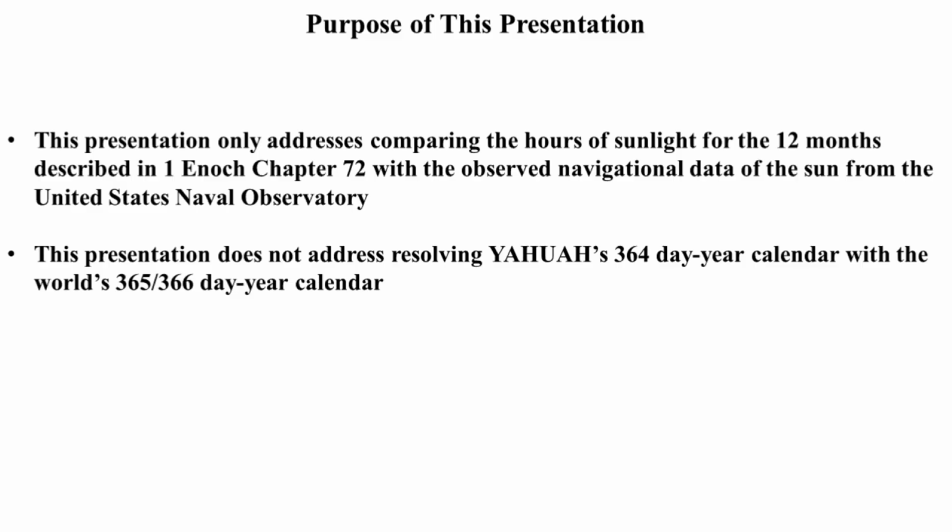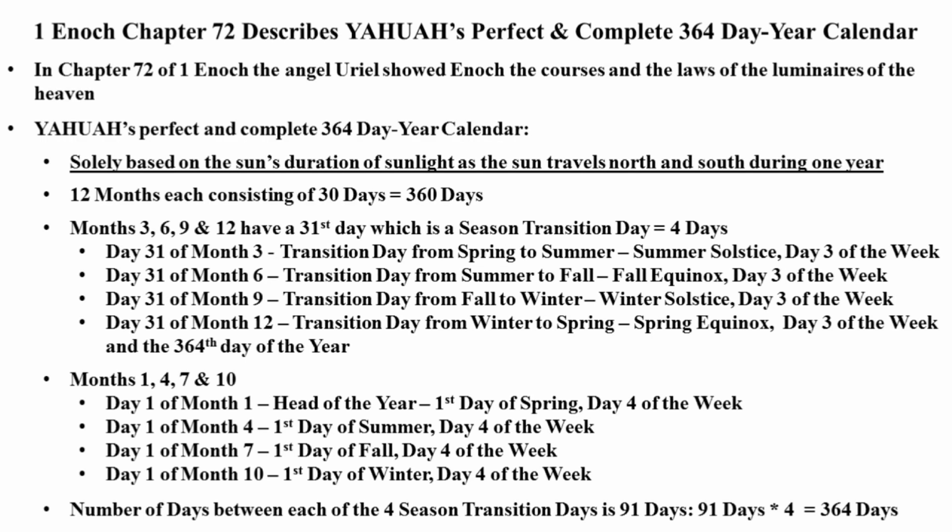This presentation does not address resolving Yahuwah's 364-day-year calendar with the world's 365/366-day-year calendar. First Enoch chapter 72 describes Yahuwah's perfect and complete 364-day-year calendar. In chapter 72 of First Enoch, the angel Uriel showed Enoch the courses and the laws of the luminaries of the heaven. Yahuwah's calendar is solely based on the sun's duration of sunlight as the sun travels north and south during 1 year. The moon and stars are never mentioned.